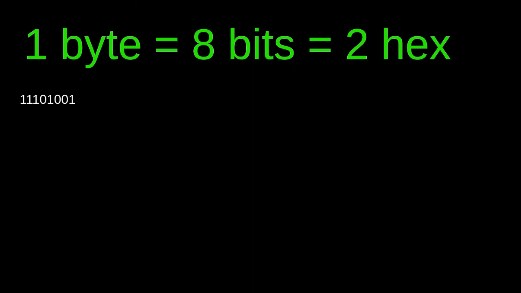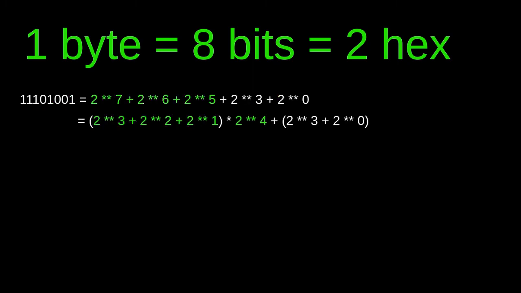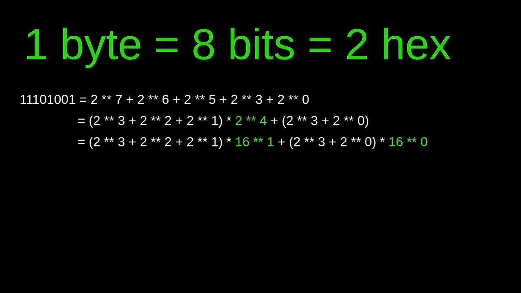Let's see how to convert this into hexadecimal value. The 7th position is a 1, so we add 2 raised to the power of 7. Likewise for the 6th position, and the 5th, and the 3rd, and the 0th position. Anything greater than the 4th position, we can factor out 2 raised to the power of 4. And we write this equation in base 16. So 2 raised to the power of 4 is equal to 16 raised to the power of 1. And 1 is equal to 16 raised to the power of 0.